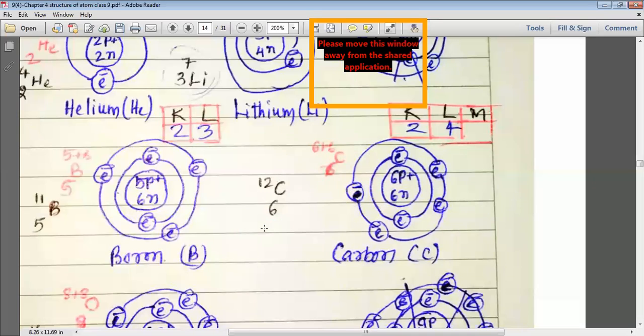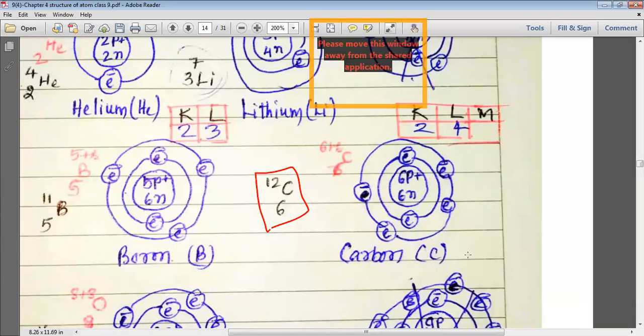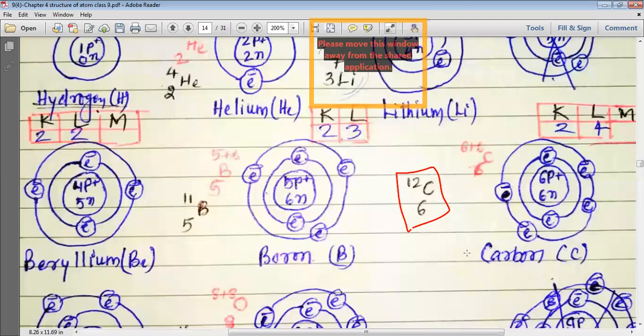6C12. It represents that the atomic number of carbon is 6, but the atomic mass number of carbon is 12.